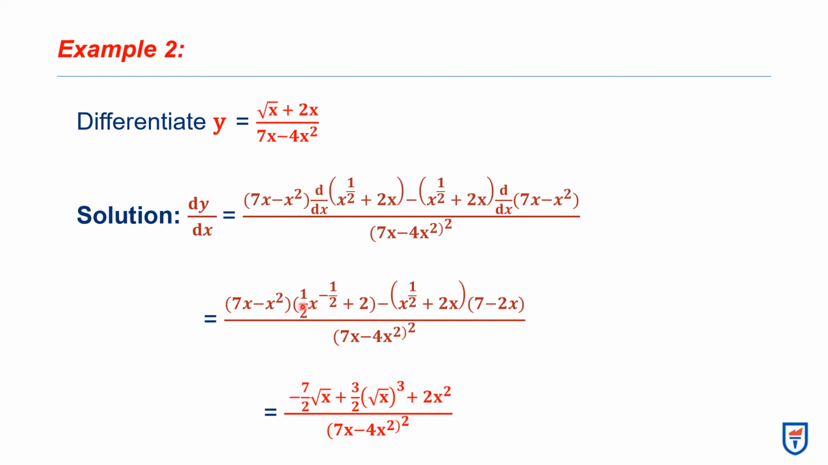We can solve the bracket to remove it by applying multiplication. So when we apply multiplication, 7x times half x to the power minus half, and then 7x times 2, then plus minus 4x squared times half x to the power half, we are going to end up having minus 7 over 2 root x plus 3 over 2 root x to the power 3 plus 2x squared, divided by our g(x), which is 7x minus 4x squared to the power 2, as our result of this differentiation.